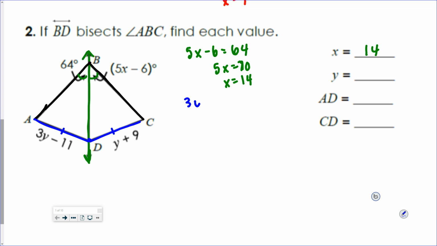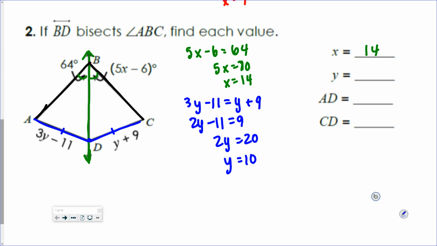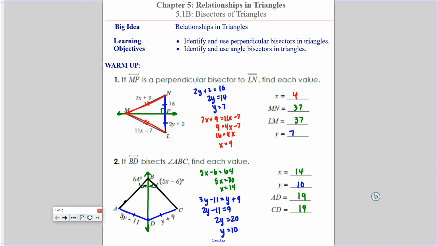All right, so you should have set those equal to each other to solve for y. I got y to be 10. And then to find AD and CD, plug that back in. I got those both to be 19. Okay, any questions with that so far? We got that down because we all did our homework and practiced, right?